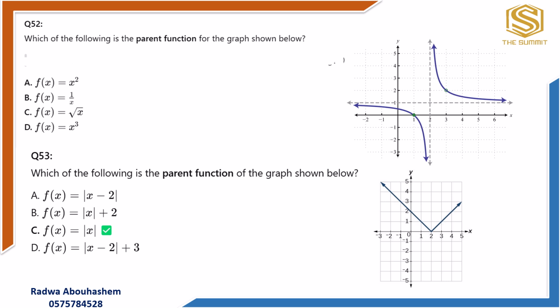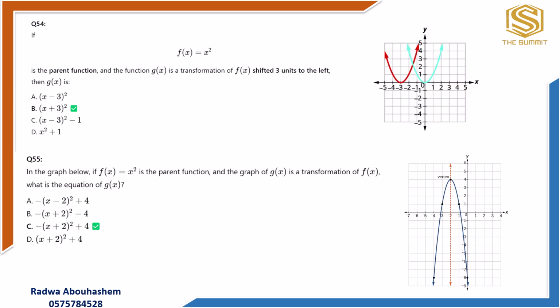Which of the following is the parent function? This is a rational function here. So this one is a rational function, 1 over x. Okay, for question 53. Okay, good. This is the absolute value function. You remember this was the shape for the absolute value function. So this is the parent one. Remember, he's asking about the parent, not the transformation.